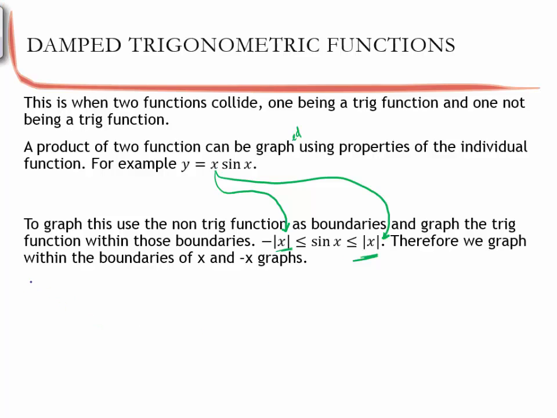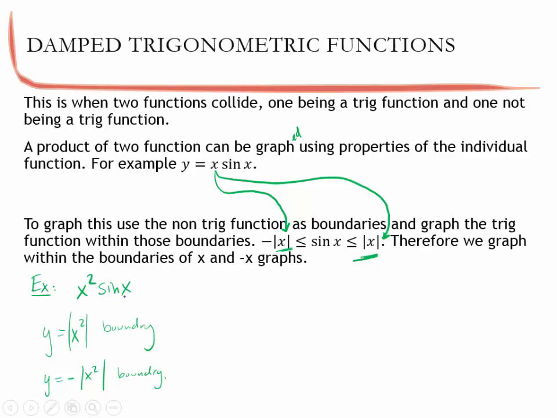So even if you had something like, for example, x squared and then sine of x, you would graph the absolute value of x squared as a boundary, and then you're going to graph negative absolute value of x squared as a boundary. Those are your boundaries. And what that means is that your graph is going to exist in between those two. So here are the two boundaries we just created, and your graph is going to squeeze itself in here.